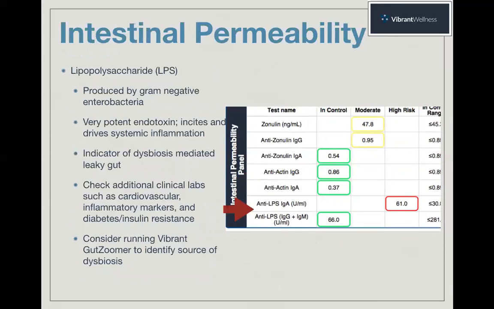Lipopolysaccharide is an endotoxin produced by gram-negative enterobacteria. As an endotoxin, it is a very potent mediator of systemic inflammation in the human body. LPS-IgA is a more exact and acute measure of LPS of intestinal origin.